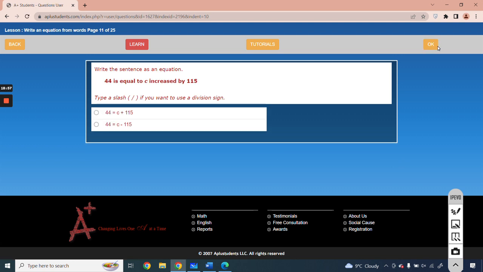Okay, write the sentence as an equation. 44 is equal to C increased by 115. So which option is the correct one? Increase means you have to add. So it would be 44 equals C plus 115. Got it?